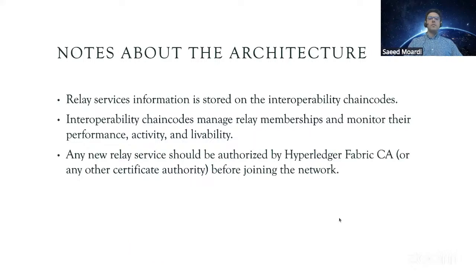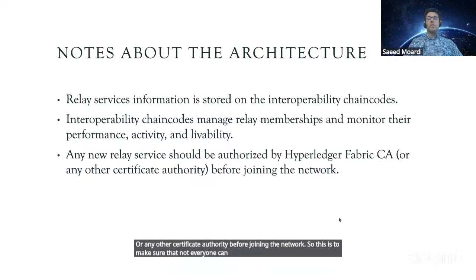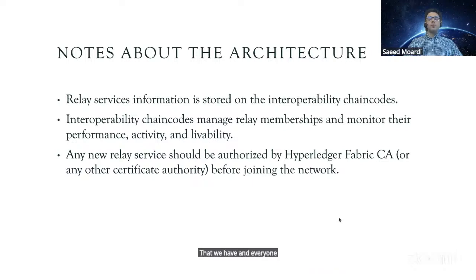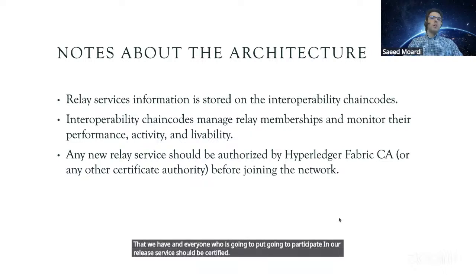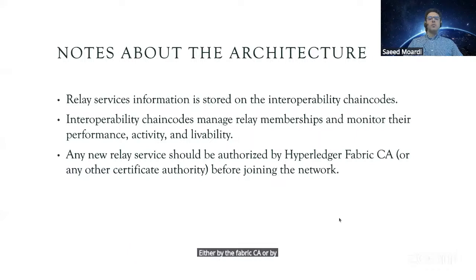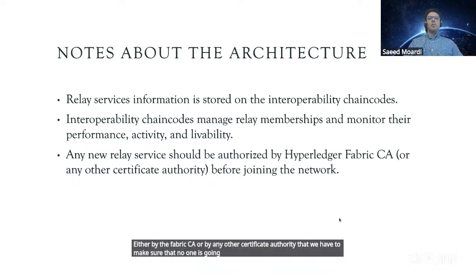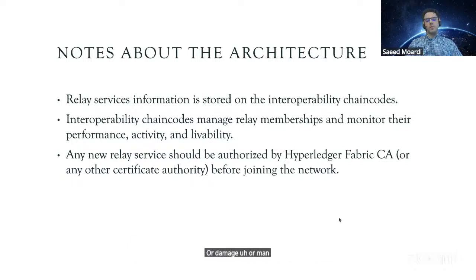Any new relay service should be authorized by Hyperledger Fabric CA or any other certificate authority before joining the network. This is to make sure that not everyone can join the relay service, and everyone who is going to participate in our relay service should be certified either by the Fabric CA or by any other certificate authority that we have, to make sure that no one is going to steal our data, tamper with our data, or damage or manipulate the process of interoperability that we have between these two networks.